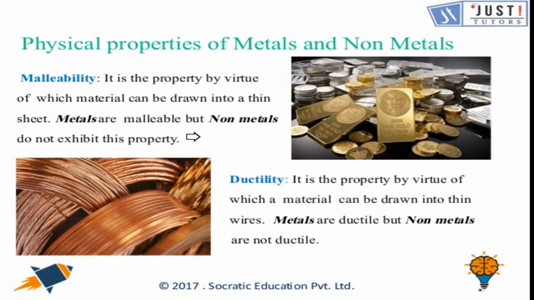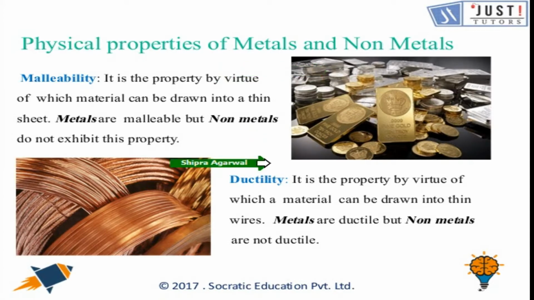Now the next property is malleability. Malleability is the ability of a solid to bend or to be hammered into shapes without breaking, like into the shape of sheets. Metals are malleable, like gold and silver. Non-metals don't exhibit this property because non-metals are generally found in the soft form.